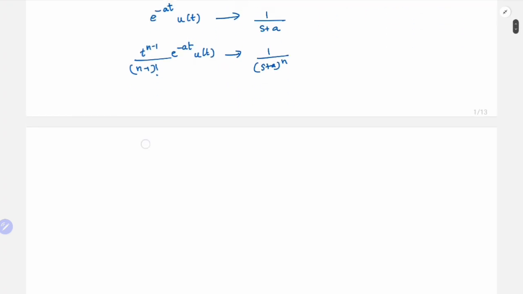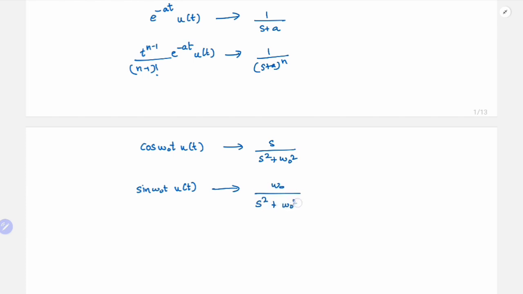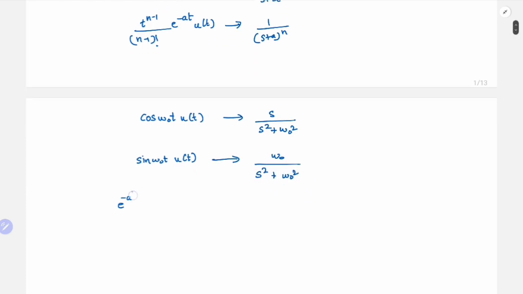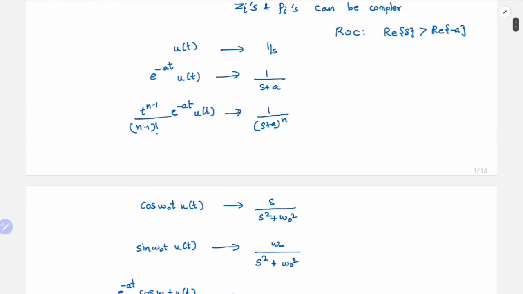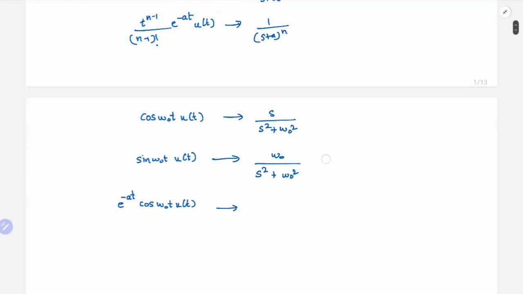We also have the cos and sine, right? cos(omega naught t) u(t) will give me s/(s^2 + omega naught^2). And sin(omega naught t) u(t) will give me omega naught/(s^2 + omega naught^2). And we also have the e^(-at) cos(omega naught t) u(t). Here you also notice that a is 0. So this will be adjusted accordingly. You will have Re(s) greater than 0.